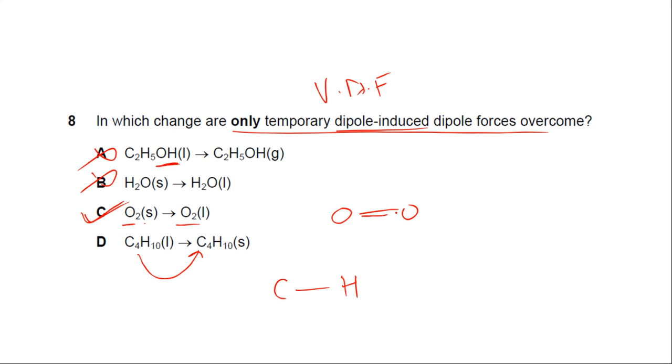You have two atoms with the same electronegativities, so there will be no chance for a dipole moment. There will be a temporary one, but not a permanent one. So the answer is C.